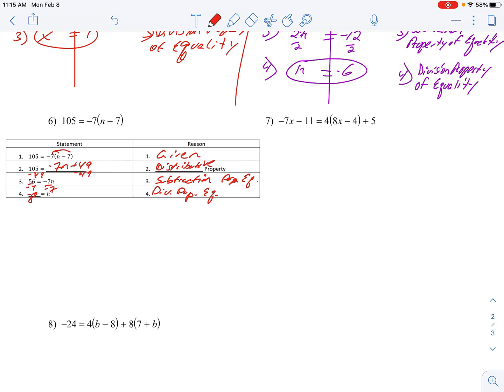Okay, Luke? Number 7. All right, number 7. Statements, reasons. Slide that equation on down, and let's call it a given. Okay?